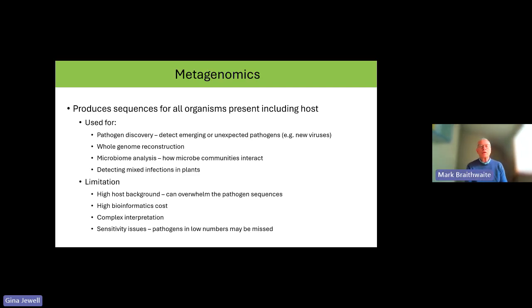It's often used in microbiome analysis, like how communities interact, and detecting mixed infections in a plant could be useful. The downside is that there's a high host background, so that can sometimes overwhelm pathogens which might be there at low numbers. It has a high bioinformatics cost, that is, the analysis of the data. There's a high cost involved in that, very time consuming, and interpretation might be complex. It can have sensitivity issues. Pathogens in low numbers, as I said, might be missed.